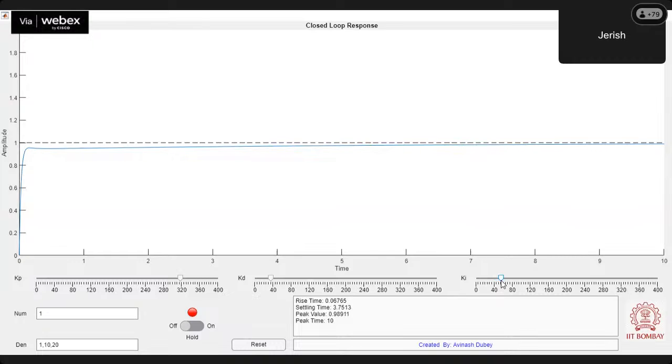Can you see it's moving towards the set point? Okay, fine. Now you can see it's reached the set point. So this is how the PID controller works.